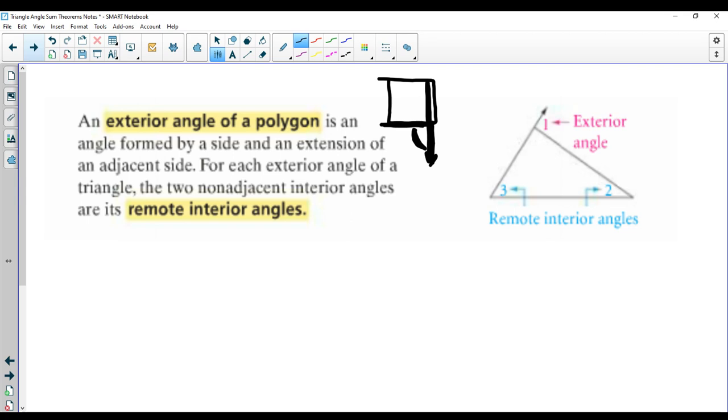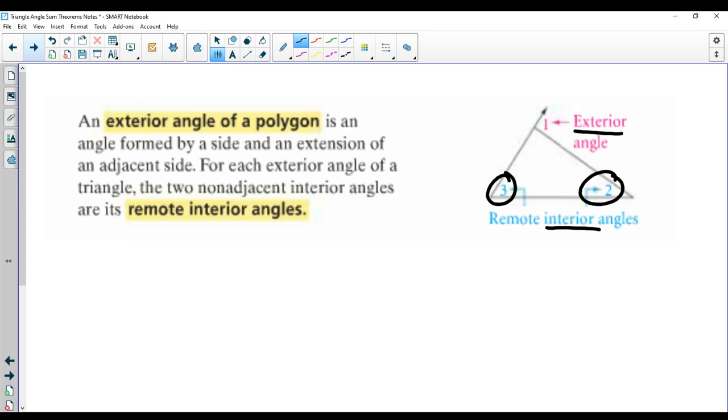And then now in a triangle, we have some special names. So angle 1 is the exterior angle. That's the one that's outside. And then these other two right here, we call those the remote interior angles. Okay? Interior kind of makes sense. They're inside the triangle. And exterior means outside. This remote part, I think about it as they're far away.